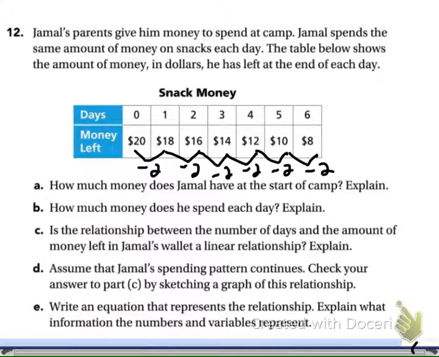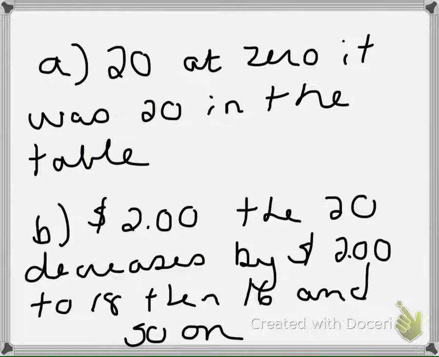Okay. The first question says, how much money does Jamal have at the start of the camp? Explain. And you can tell right here that at 0 days he had $20. That means that's how much money his parents must have given him to spend at camp. So that's what he had at the start. At 0 it was 20 in the table, so that's how much they gave him to spend on snack money.